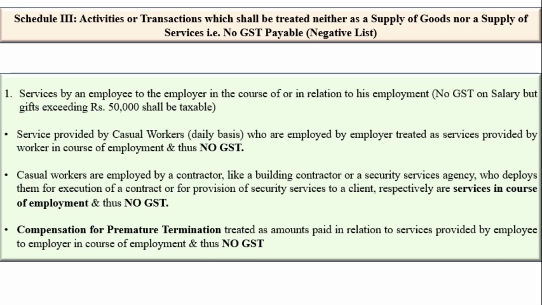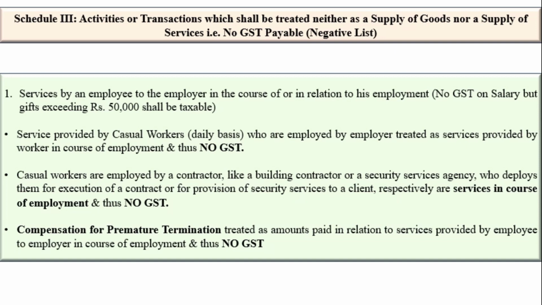So first one is services by an employee to the employer in the course of or in relation to his employment. So any services provided by an employee to the employer in the course of or in relation to his employment, GST is not applicable. No GST on salary, but a gift exceeding rupees 50,000 shall be taxable. So there are certain points that should be kept in mind.